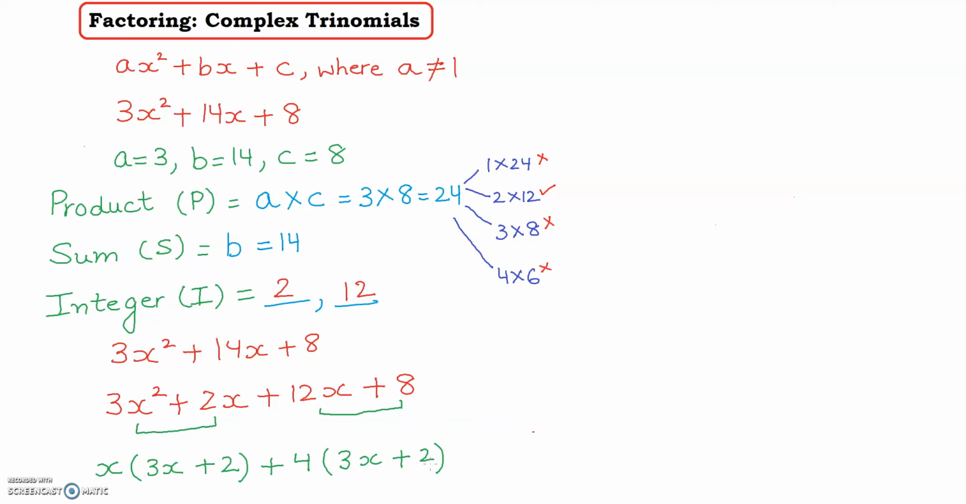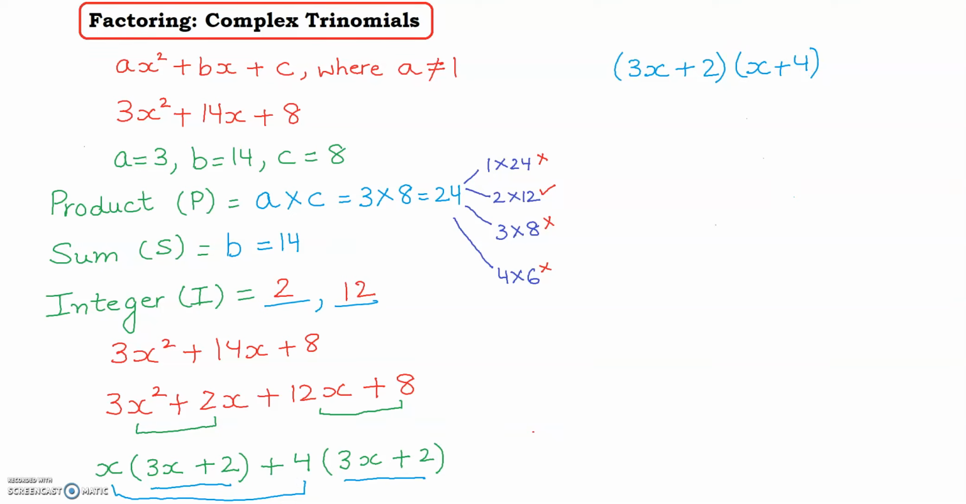Now, at this point, you should check if this term and this term as a whole are the same. If they are not the same, it means you have to go back and check your integers or the product. In my case over here, it's the same. Therefore, I will take that as a common term, as one term, and whatever is outside, which is x and plus 4, as another term.